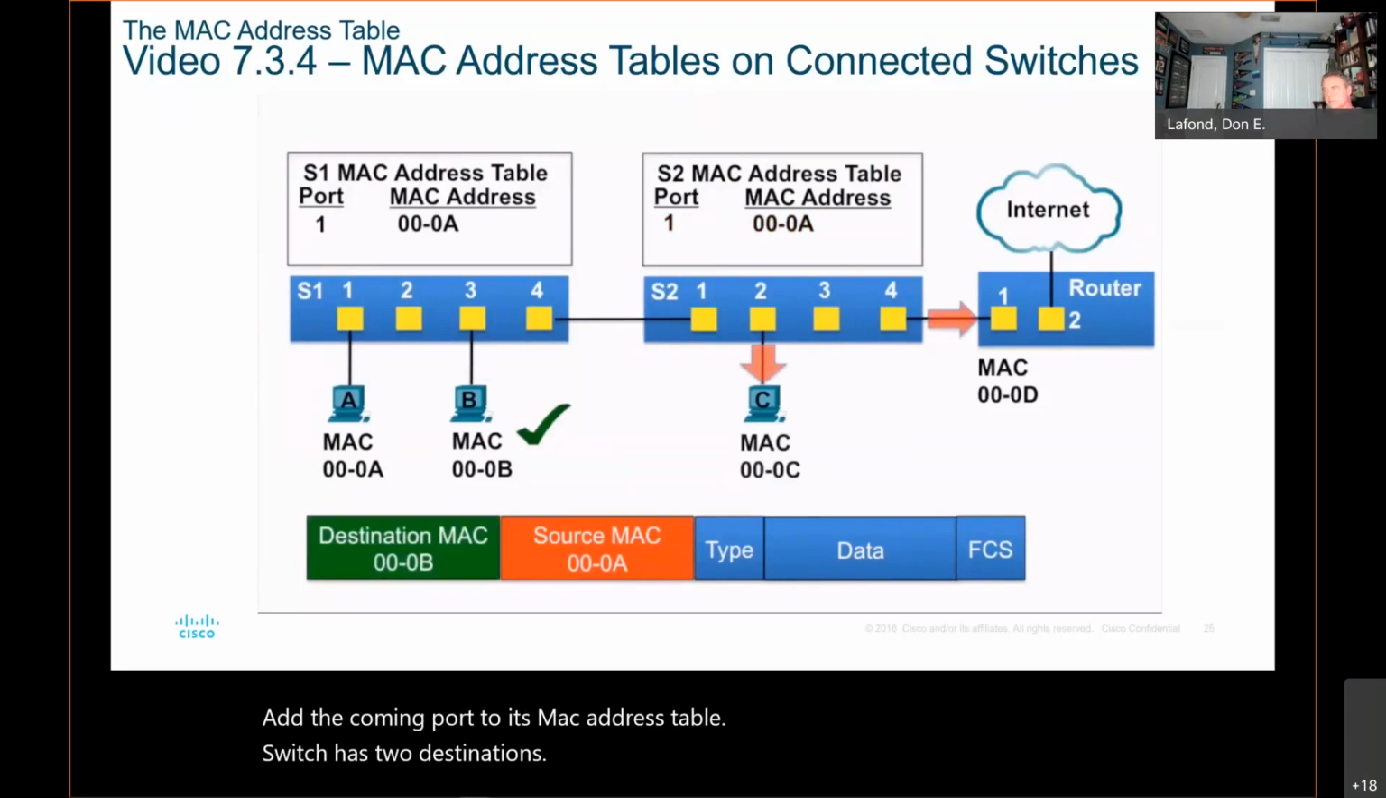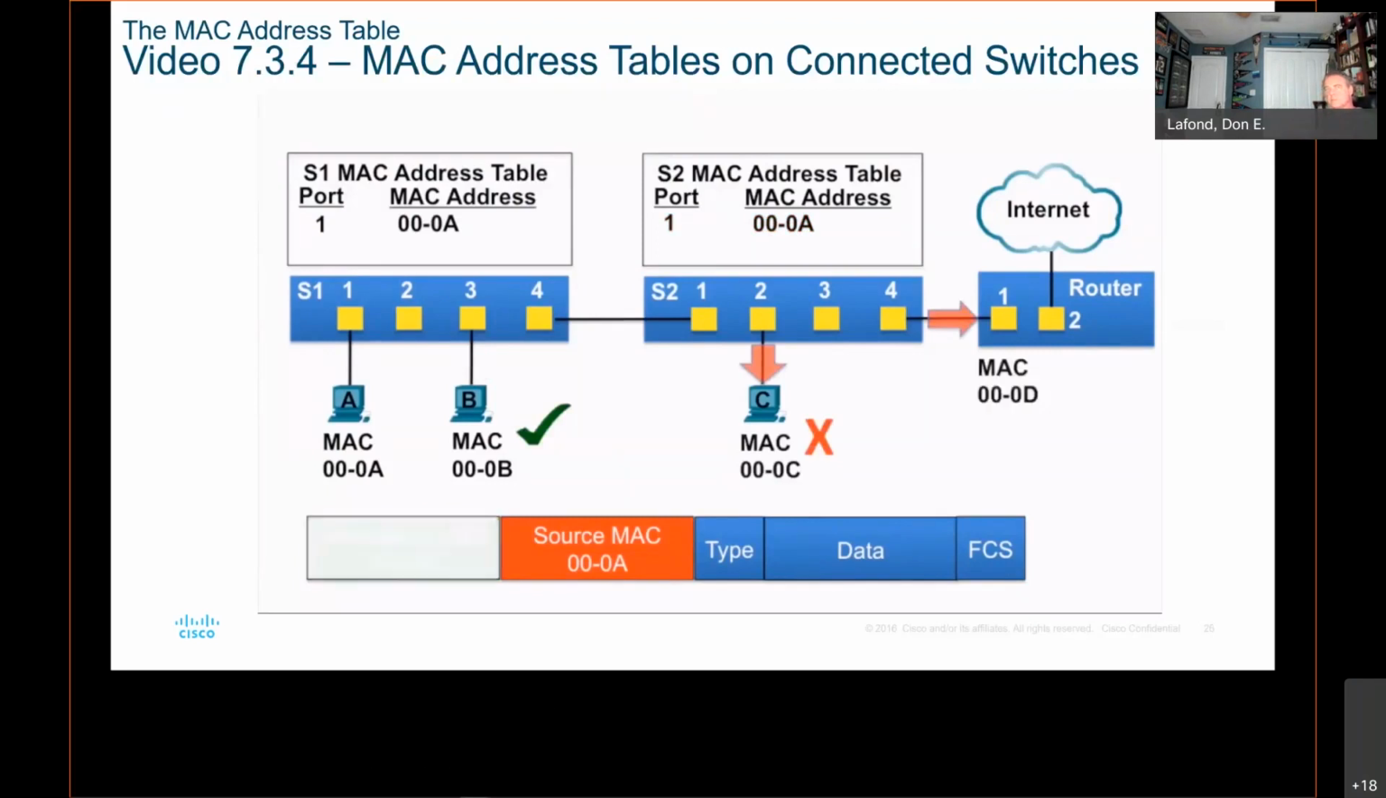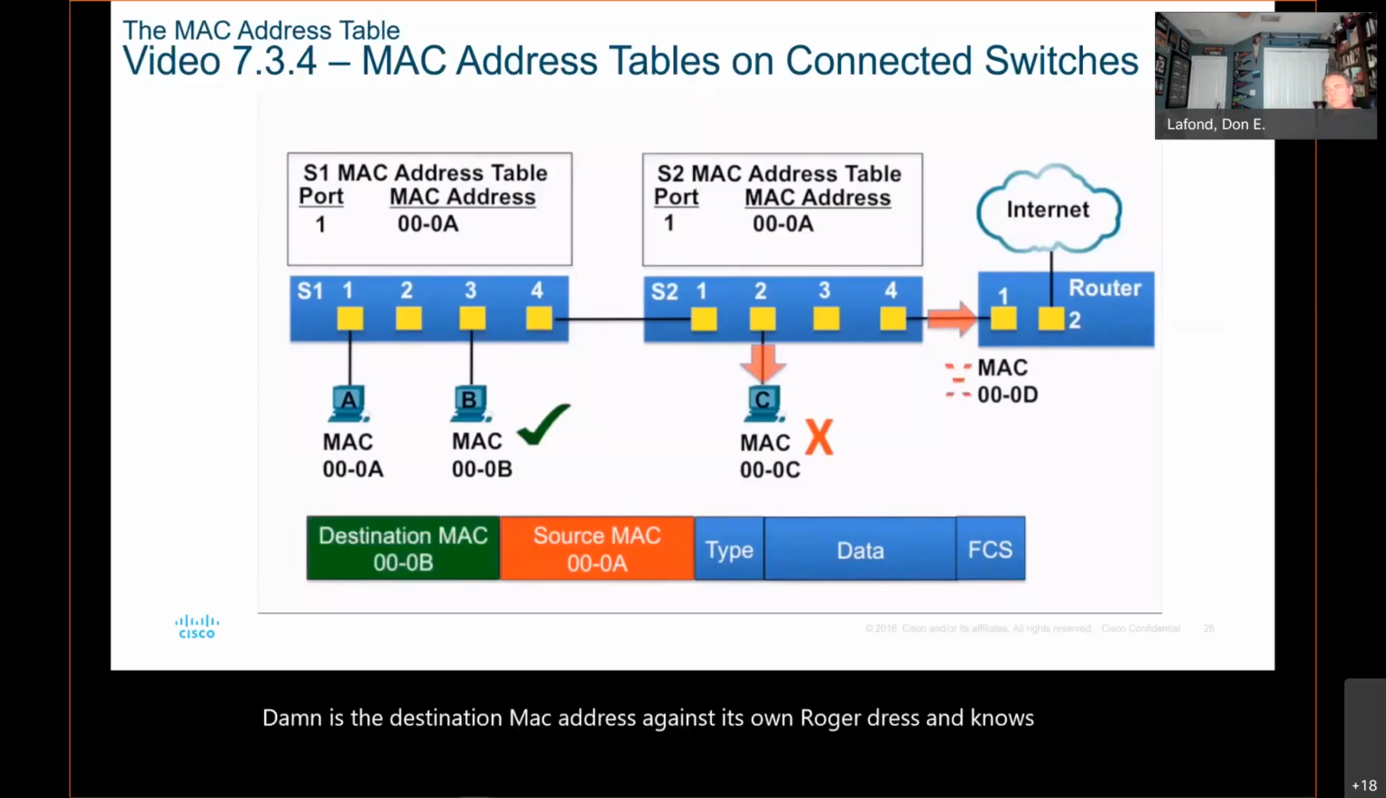PCC receives the Ethernet frame, and its MAC address does not match the destination MAC address of the Ethernet frame, so it does not accept the rest of the frame. The router receives the Ethernet frame, examines the destination MAC address against its own MAC address, and knows it is not a match, so it does not receive the rest of the frame.